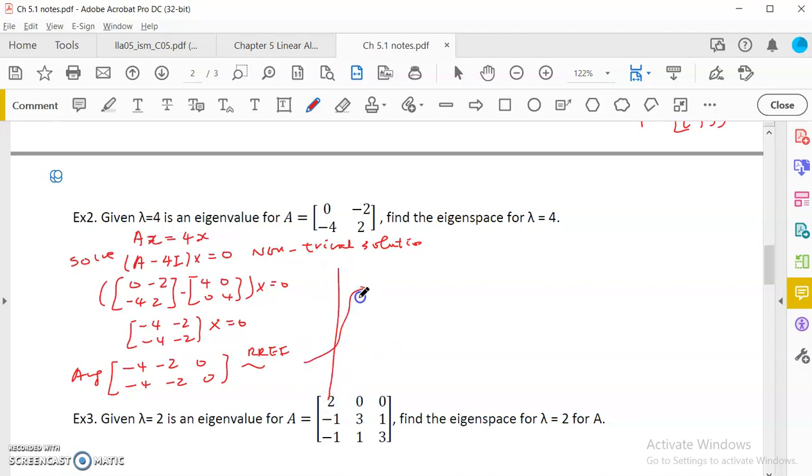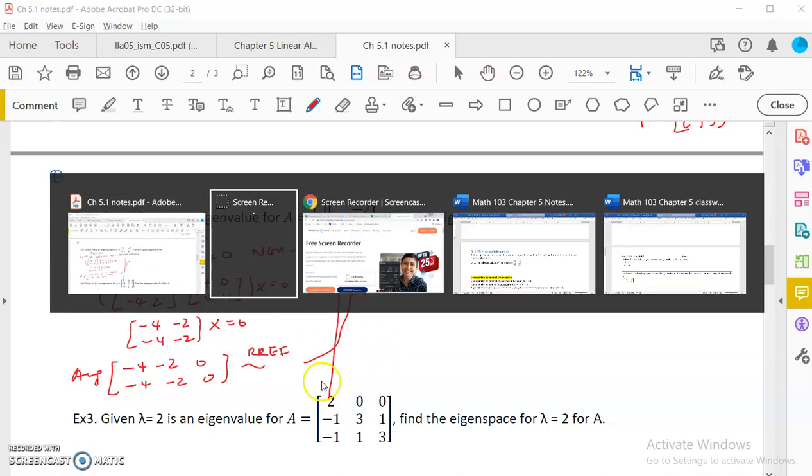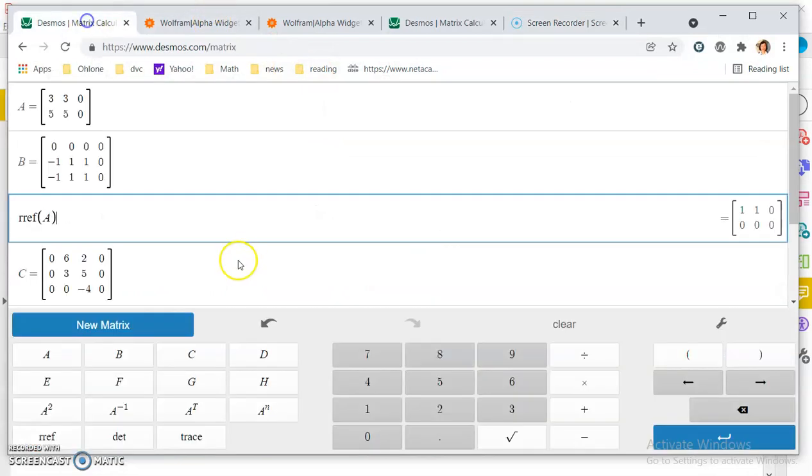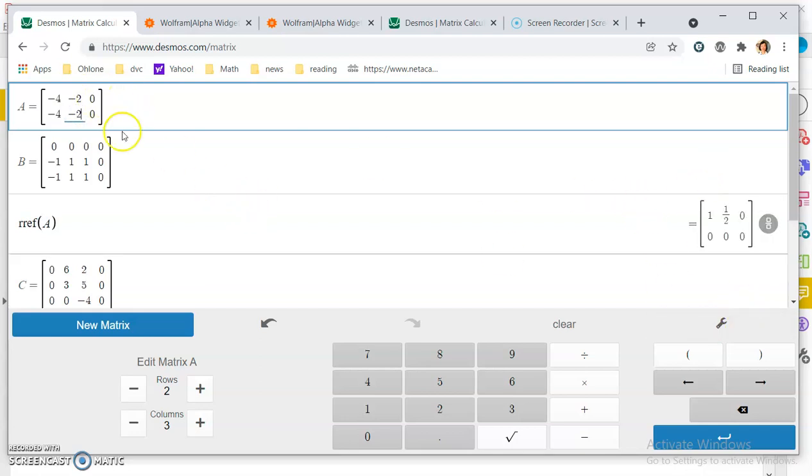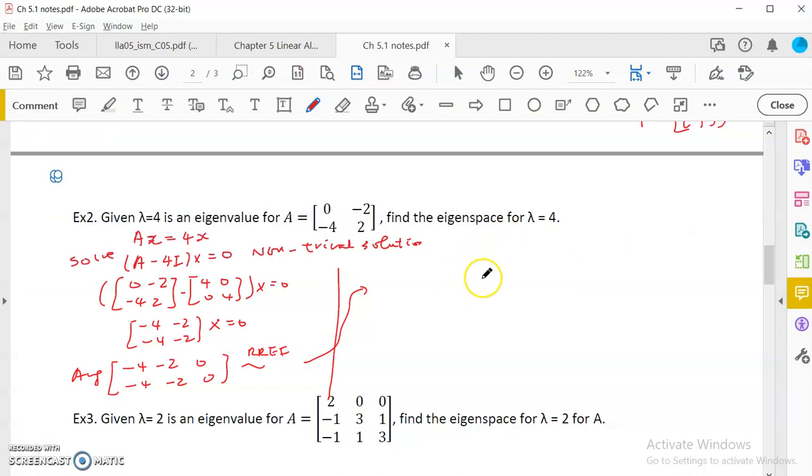Let's go to the calculator. Negative 4, negative 2. You can do it by hand because negative 4, negative 2 actually would get rid of each other. The RREF of A would be 1, 1/2, 0, 0, 0, 0. So yeah, it's 1, 1/2, 0, 0, 0, 0.